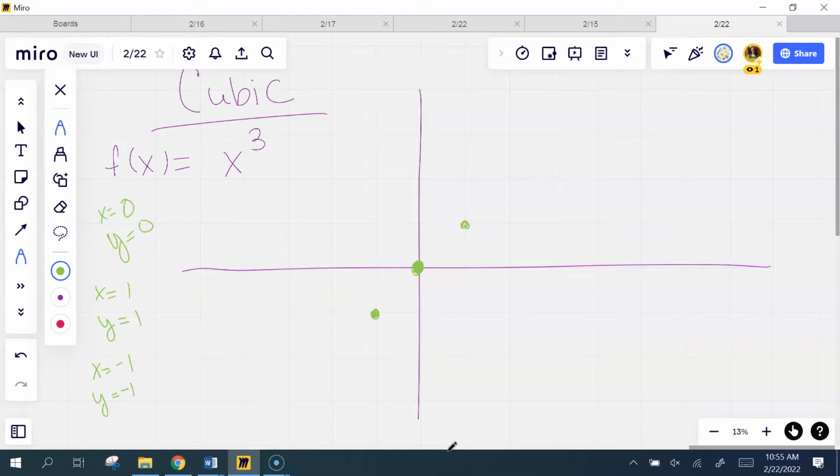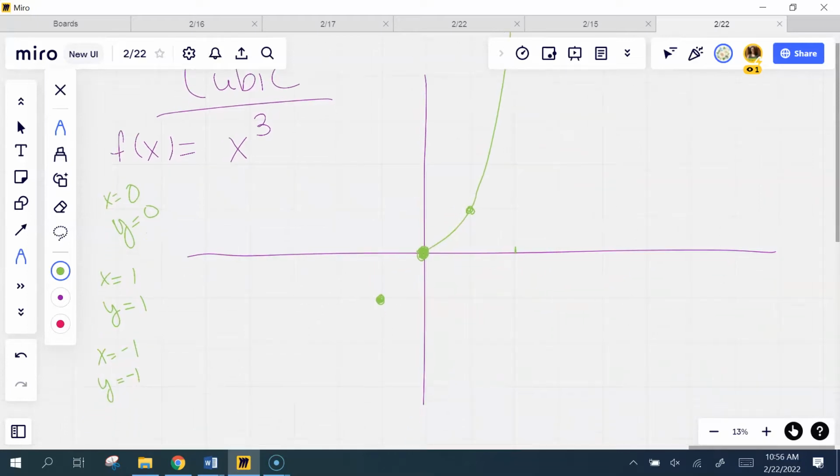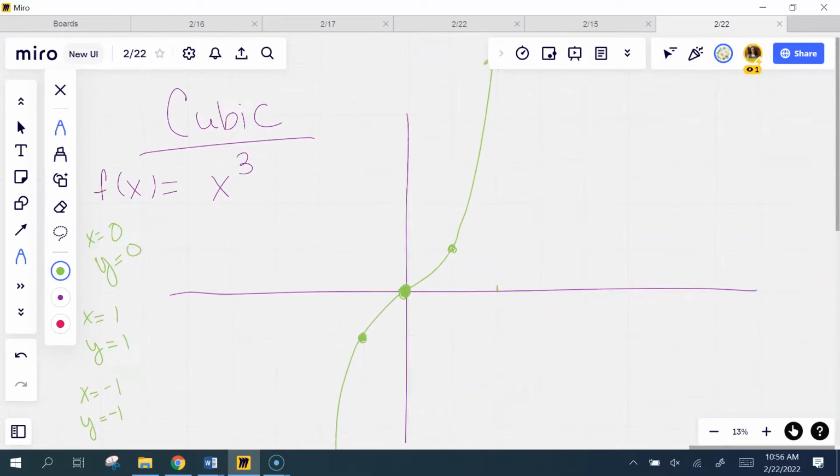So what's going to happen, and it's going to get really big really fast, right? If I plug in 2, 2 to the third is 8, and -2 to the third is -8. So it's going to go up really fast. It's got this slight curve to it right here, and then it starts shooting up very fast. And it's going to do the same on this side, and it's going to shoot down really fast.